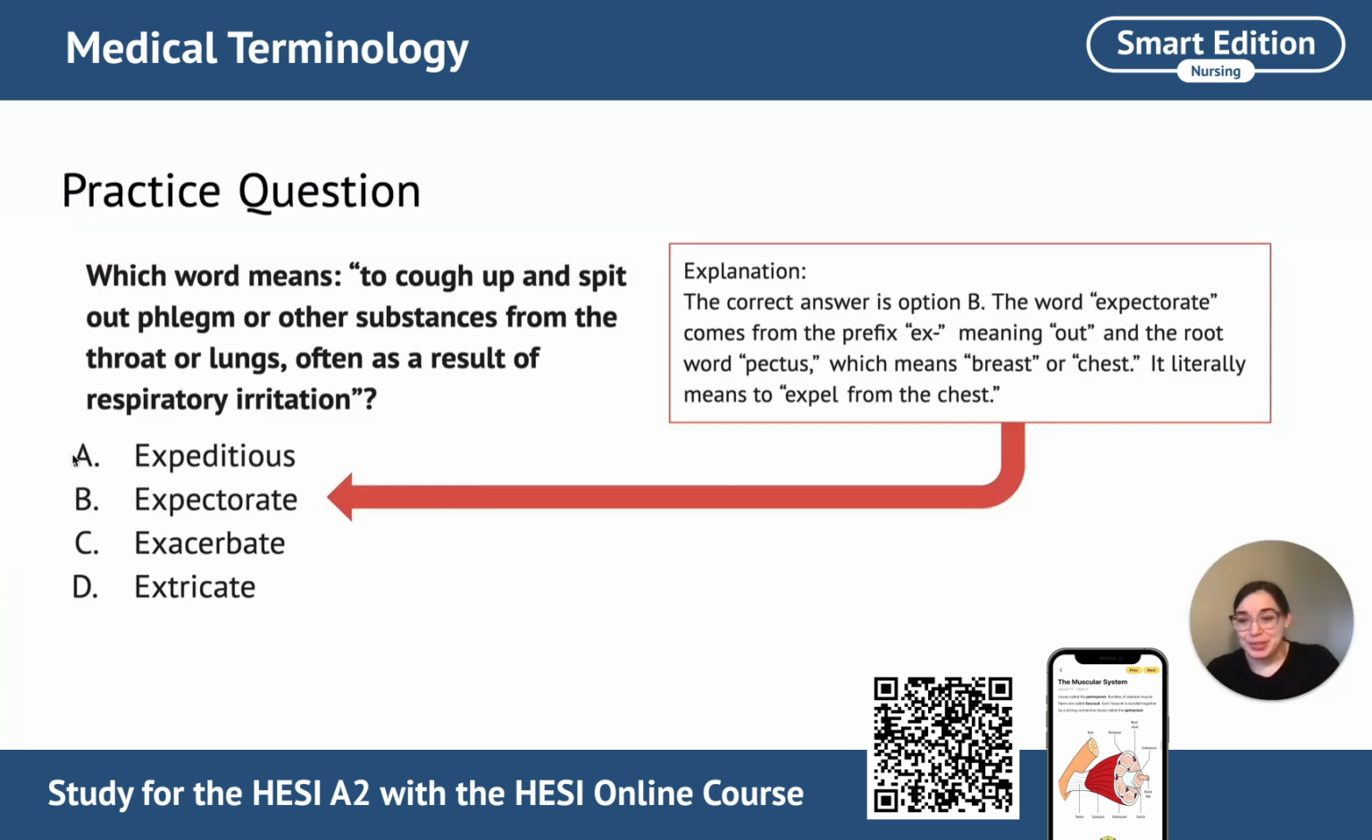What about our other answer options here? The word expeditious means to have something done with speed and efficiency. The word exacerbate means to make something worse. The root word there means harsh or bitter. And the word extricate means to get yourself out of constraint or difficulty. So D, C, and A, those definitions don't fit with what we're being asked about in this practice question. The best answer, again, is the word expectorate, as we've seen by breaking it down into its individual parts.